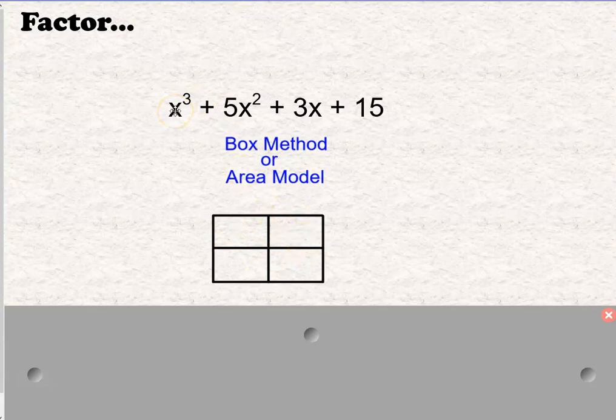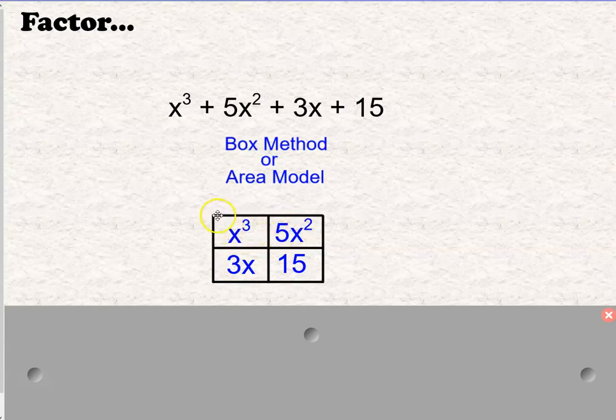Notice this polynomial is made up of 4 parts. There's an x cubed, a 5x squared, a 3x, and a 15. And I'm going to put each of those 4 parts into the big box. I always like to put the first term, the highest power of x, in the upper left box, and the last term, the one without an x, in the lower right box. And we can put these two numbers, the 5x squared and the 3x, in either of these 2 boxes. It really doesn't matter. I'm just going to throw the 5x squared there, and the 3x there. They're interchangeable.